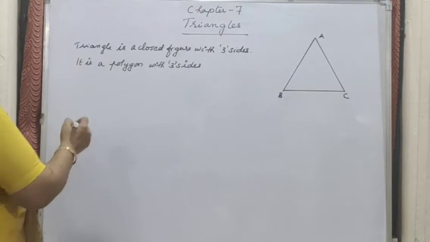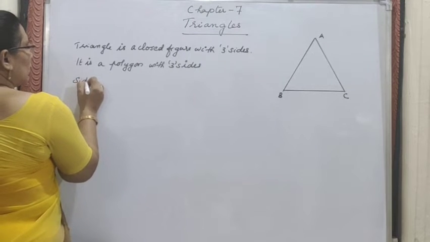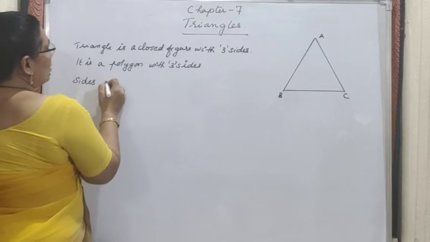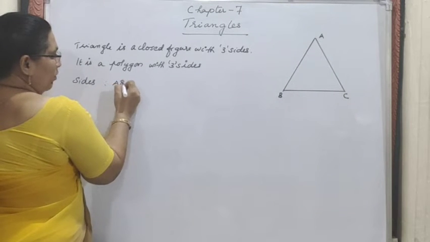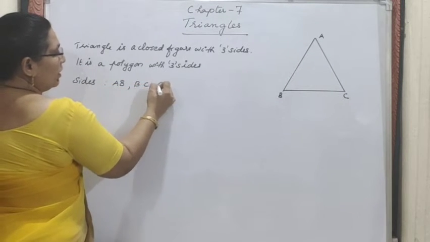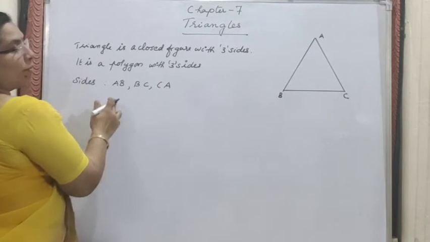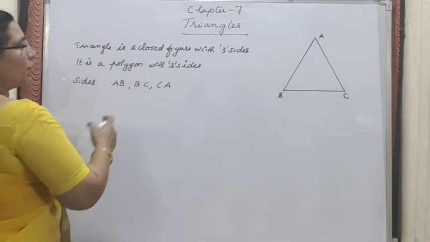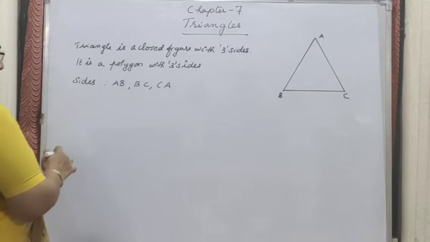Now for a triangle, how many sides are possible? Three sides are possible. So for example, we have taken the triangle ABC. So what are the sides? AB, BC, CA. AB can be written as BA, BC can be written as CB, and CA can be written as AC, because they are all line segments.